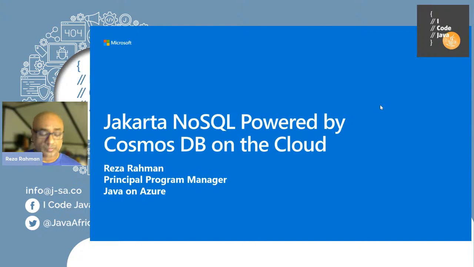Okay, so as I mentioned, you can see the title of the talk. Again, this talk is about how you take Azure Cosmos DB, which is a NoSQL database running on the cloud, on the Azure cloud in particular, and how you use it through this new standards-based API called Jakarta NoSQL.